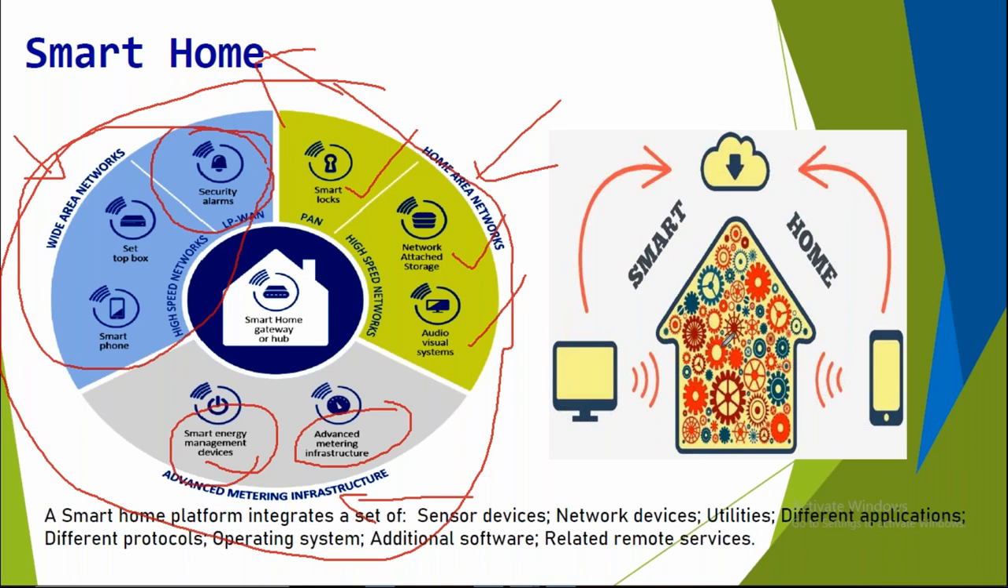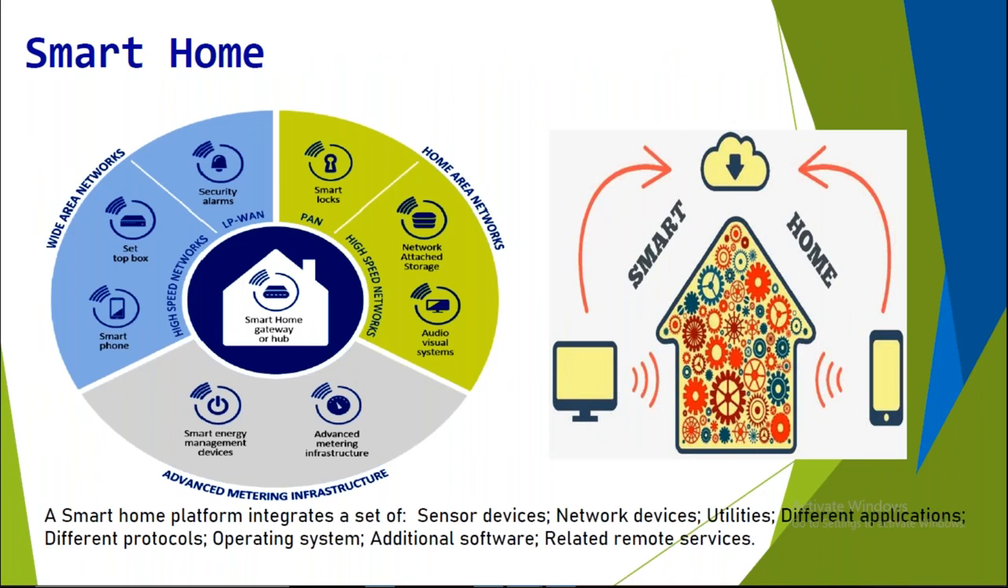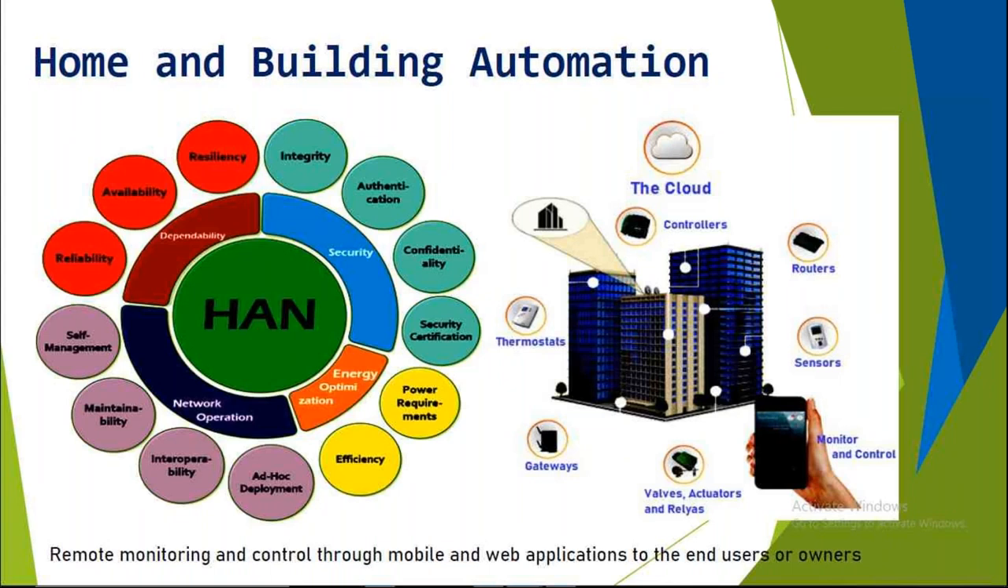Here there is the home, and then interconnecting mobile and cloud, and then monitoring data devices and sensor devices. So one can say that home automation integrates a set of sensor devices, network devices, utilities, different applications, different protocols, operating systems, additional software, and different remote services. Some of you might have done some projects for that, with a smartphone and apps, for remote monitoring or remote operation of the various loads in the house. Students might have developed such projects under our guidance. Even 10 years back, home and building automation had started for buildings like that.